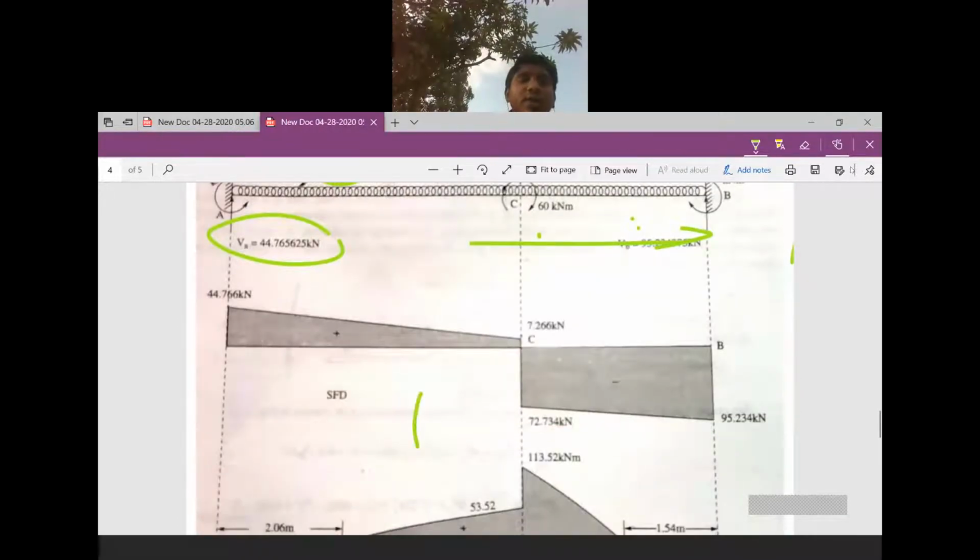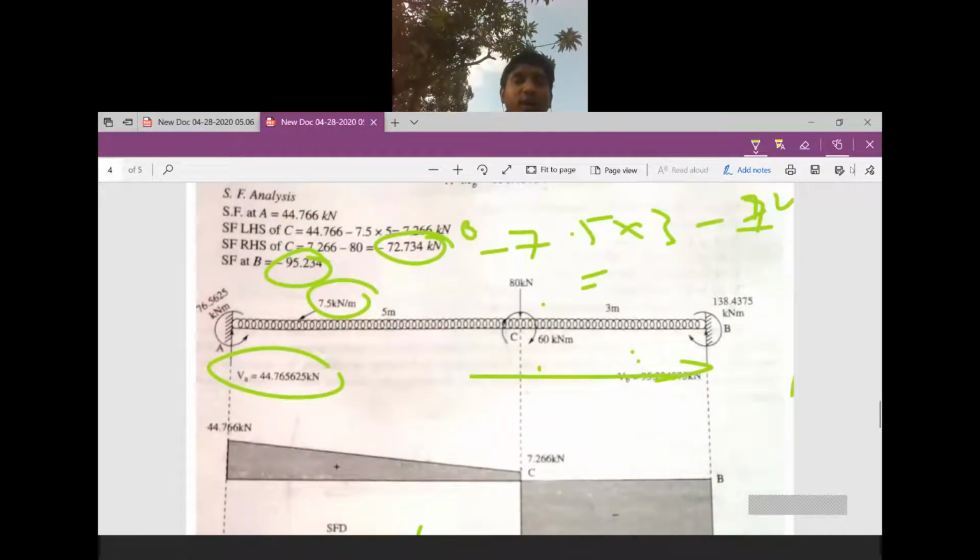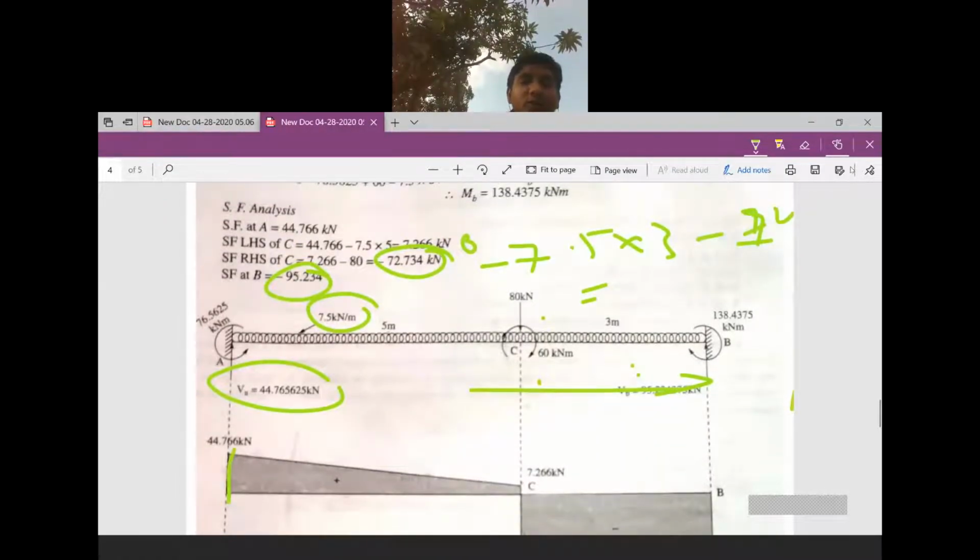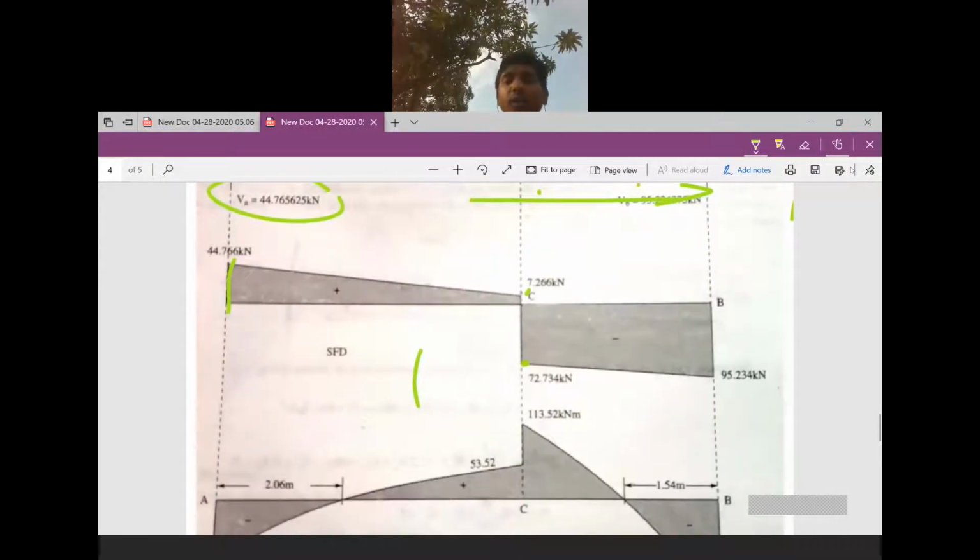When you draw the diagram here, I am considering here it has a positive value. Here it has 7.266 kilonewtons. Then the negative value, minus 7.72.734. Here you have a negative value 95.23. Here UDL is acting, so I am drawing linear, coming down and drawing linear. Understand?